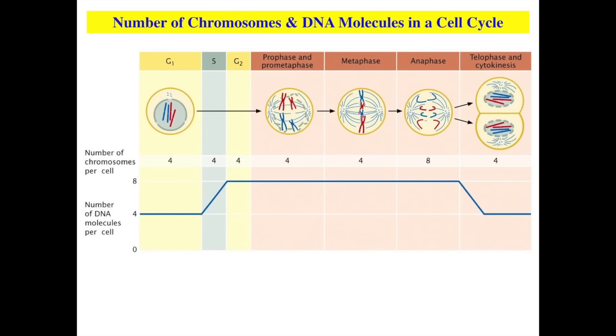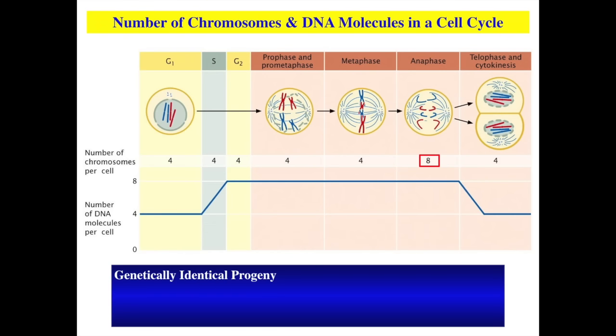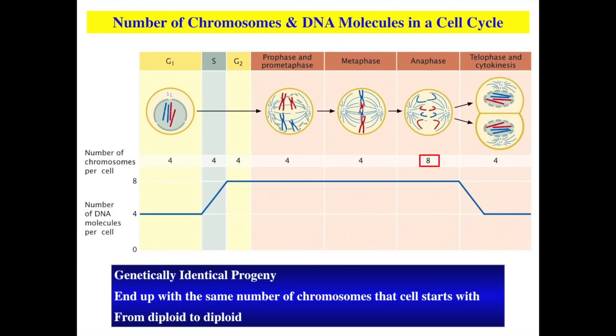This is a summary of the chromosome number and DNA content during mitosis. The number of DNA molecules doubles during S phase, so you have 4 chromosomes, each with 2 attached chromatids. These chromatids eventually separate at anaphase, where the chromosome number briefly becomes 8 until the cell divides. This has produced genetically identical progeny that end up with the same number of chromosomes that the cell starts with. We have gone from diploid to diploid.